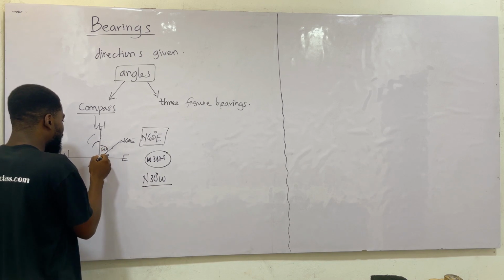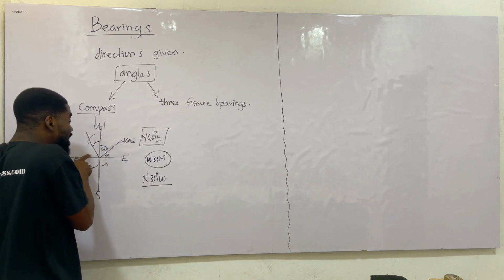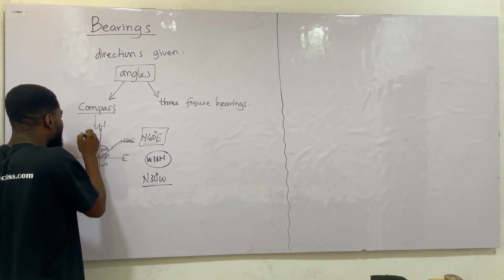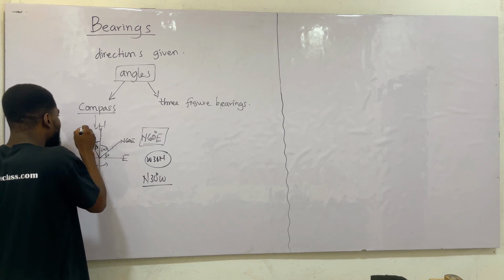So 30 should be somewhere here, so that we have the 60 left for the larger one. So this becomes that, and this will give us north 30 degree west.